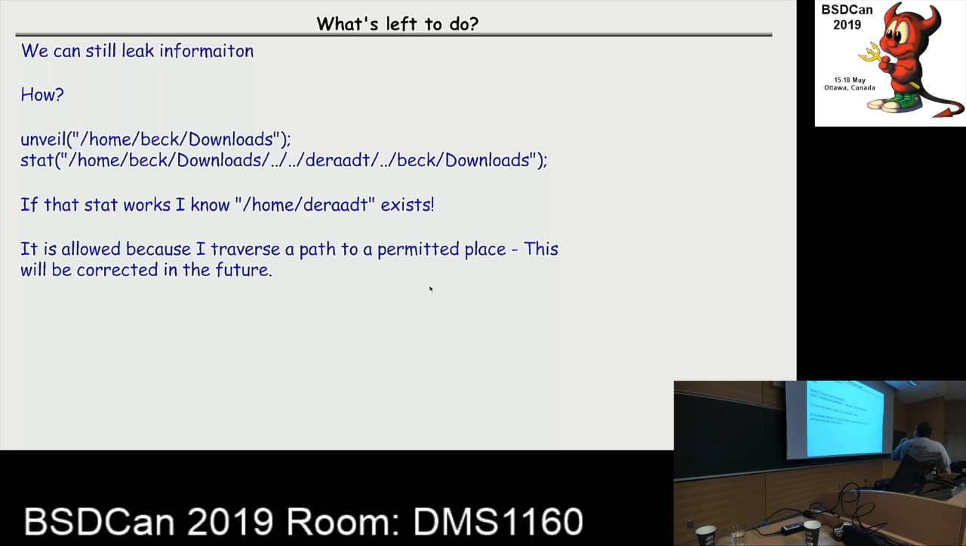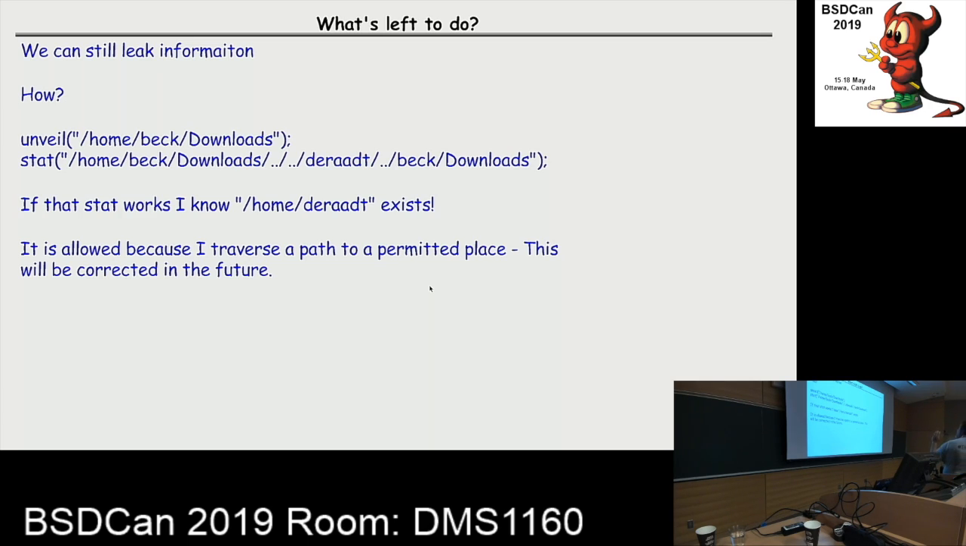And so right there, here is an example. I could have unveiled /home/beck/downloads because I'm Beck and I'm running Chrome on cvs.openbsd.org. Yeah, let's do that. Maybe Theo has a directory here. If I've escaped my JavaScript, I can do stat /home/beck/downloads. I'm somewhere I'm allowed to be, and I can do a path dot dot dot dot dirat dot dot beck downloads. Hey, I started somewhere, I ended somewhere I'm allowed to be. But guess what? This exposed information to me that the directory exists because I was able to traverse through it in namei. I can't do anything to it, but I can figure out that it's there.